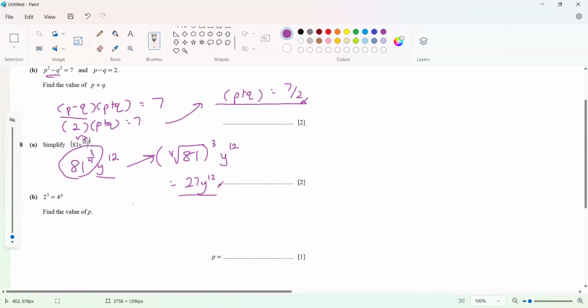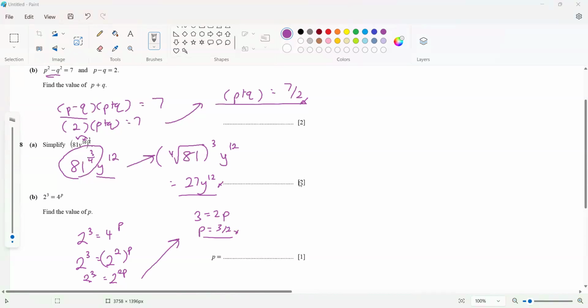So lastly, for 18b, 2 to the power 3 equals 4 to the power p. Find the value of p. Make the base number the same first. So 2 to the power 3 equals 2 to the power 2p. Since 2 to the power 3 equals 2 to the power of 2p, we can compare the powers. This would be 3 equals 2p, p equals 3 over 2.